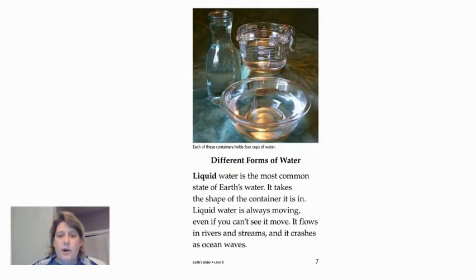Different forms of water. Liquid water is the most common state of Earth's water. It takes the shape of the container it is in. Liquid water is always moving. Even if you can't see it move, it flows in rivers and streams and it crashes as ocean waves. You can see the container in the picture, holding the water on the inside.